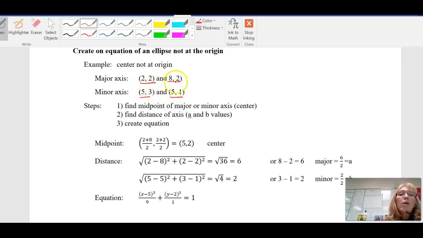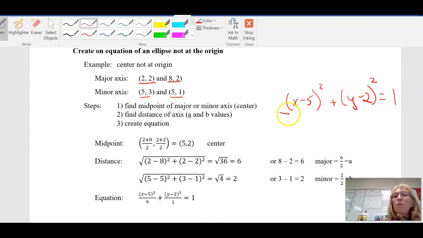So when we go here, we have to figure out where everything's at. So if you take the major axis, and these are our endpoints, the middle of that should be the center of my ellipse. So to find the center, we add 2 plus 8 and divide by 2, and 2 plus 2 and divide by 2. So my center is at 5, 2. So currently, we're going to have x minus 5 squared plus y minus 2 squared is the part of the ellipse we have at this point.